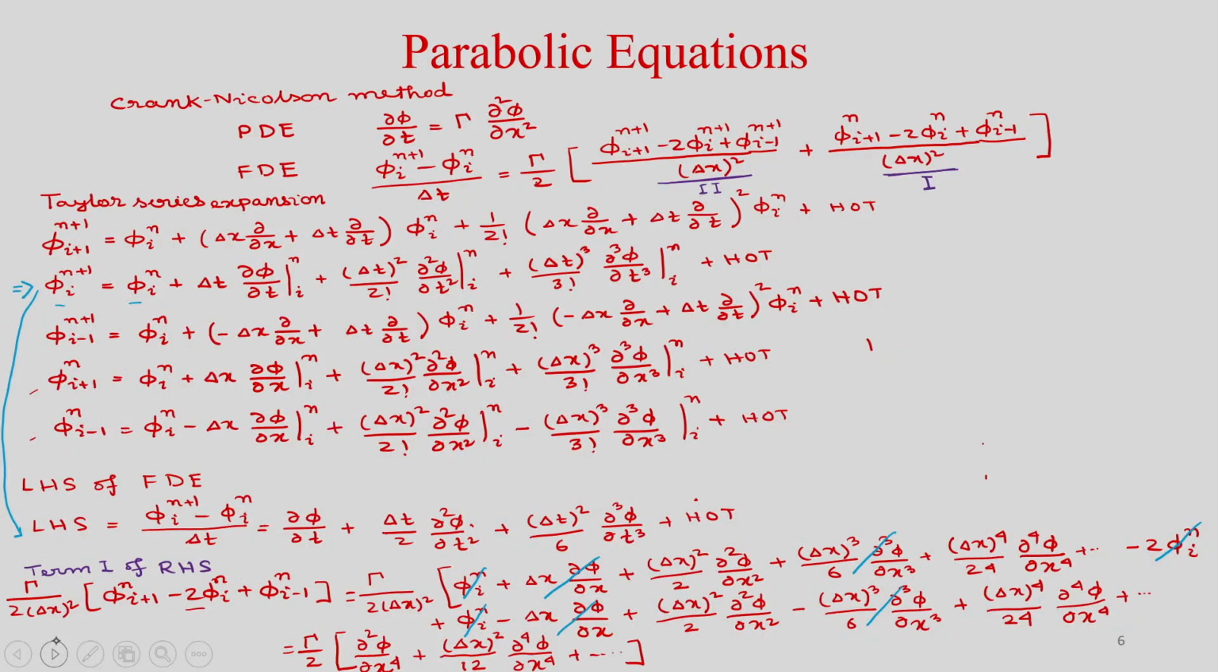So, now the first term in the right hand side we have done. Similarly, let us do the second term in the right hand side. In the second term you can see this is φ at n+1. So, term 2 of right hand side will be γ/(2Δx²), if you take Δx² outside, and all at n+1 level: φᵢ₊₁ − 2φᵢ + φᵢ₋₁, all at n+1.